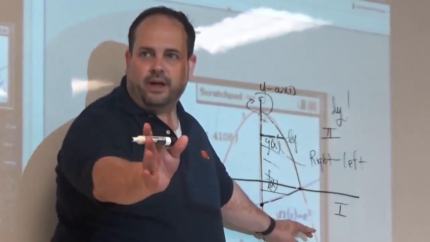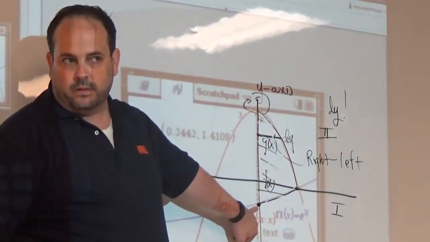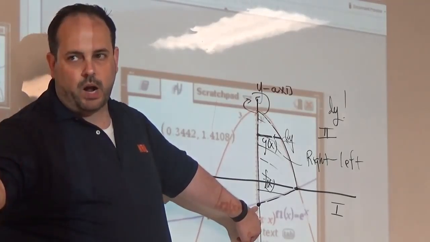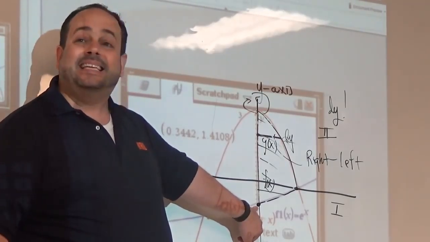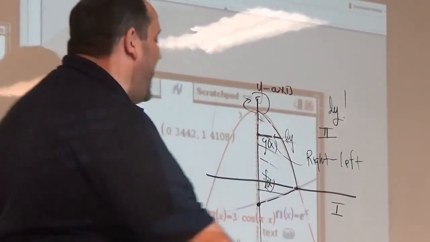Here's the thing I want to make sure we don't get wrong. What's the value here? 1. 1 or 0? Why 1? It's a y. Because it's a dy integral, everything's in terms of y.